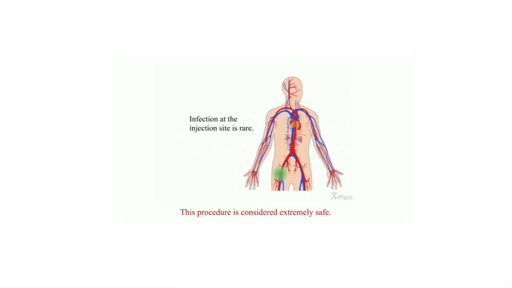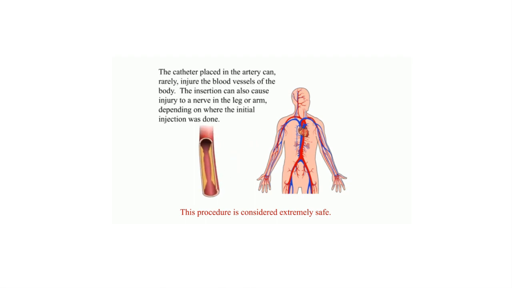Infection at the injection site is rare. The catheter placed in the artery can rarely injure the blood vessels of the body. The insertion can also cause injury to a nerve in the leg or arm depending on where the initial injection was done.